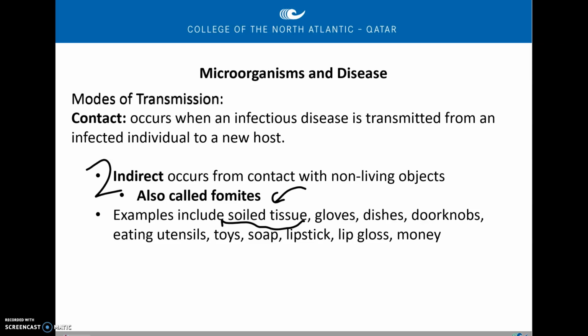But almost anything can be a fomite. Gloves, dishes, doorknobs. Money is an absolutely horrible fomite. It can carry a lot of different pathogens because it's passed down from person to person. Lipstick, soap even, children's toys. A lot of times you see children's toys at a doctor's office. It might not necessarily be a good idea to let your children play with those, because if they weren't properly cleaned, they're usually properly cleaned, but if they're not, then they would be a very good fomite. They would be a great source of indirect contact transmission.